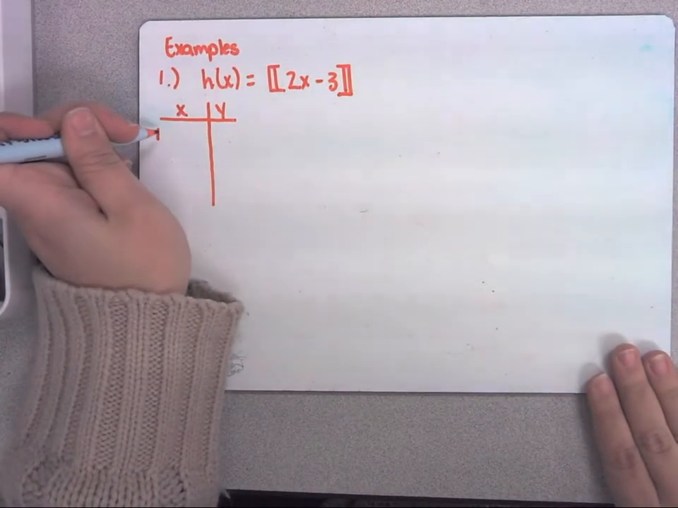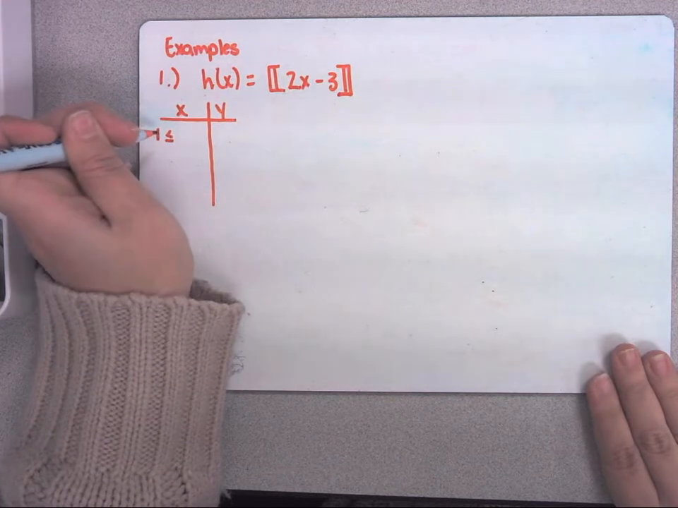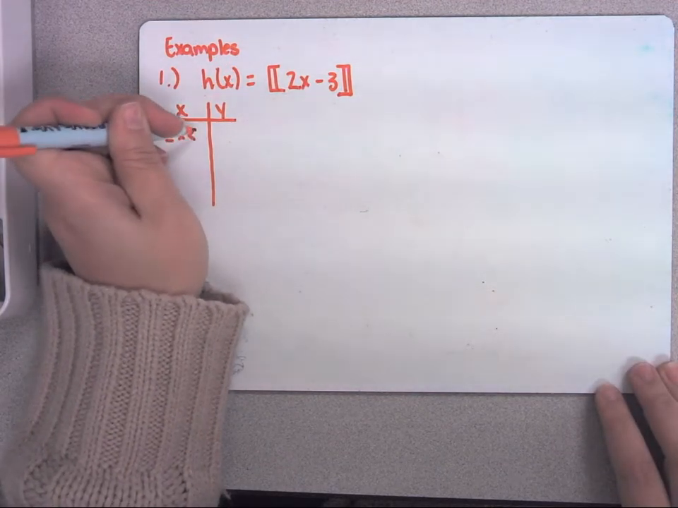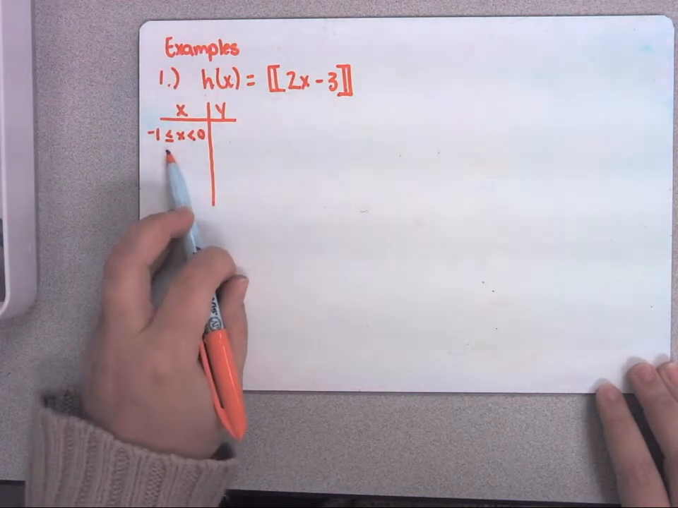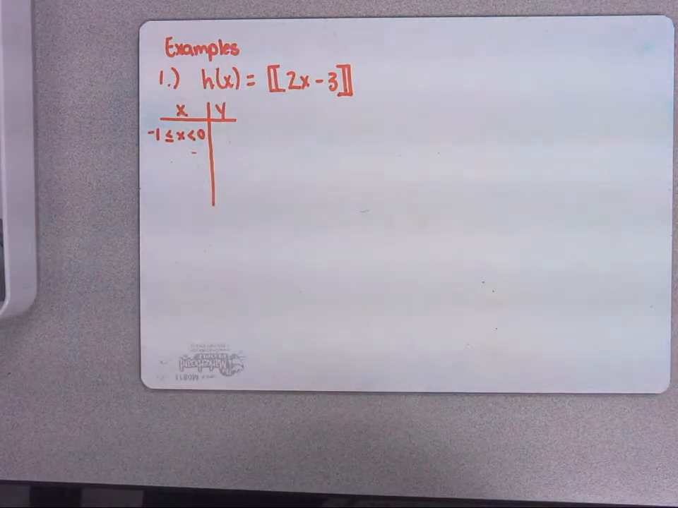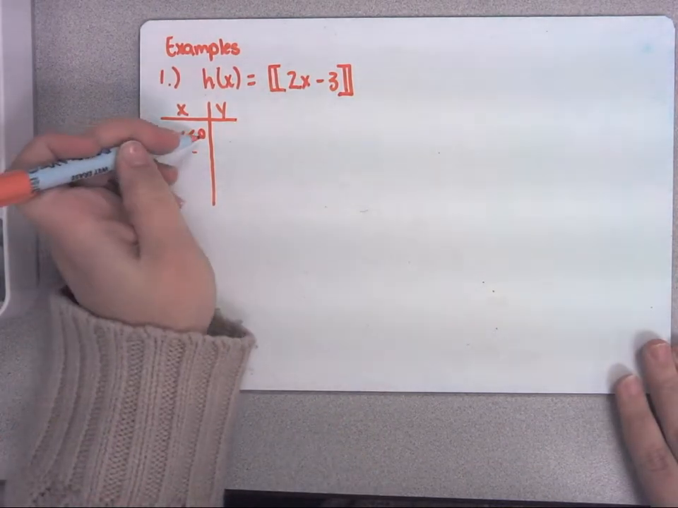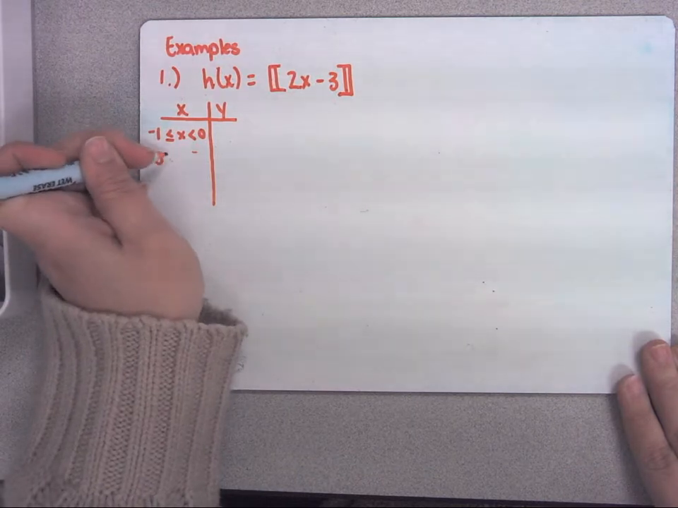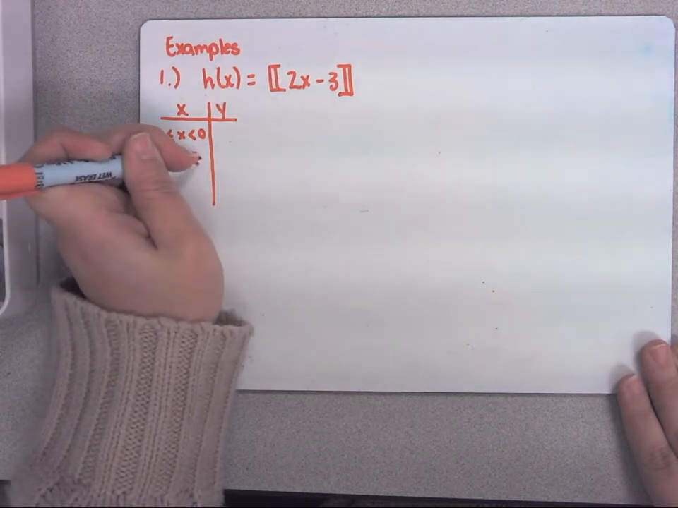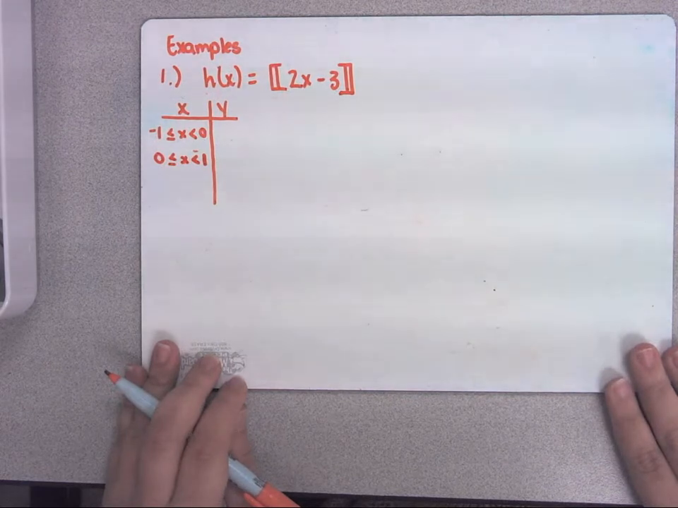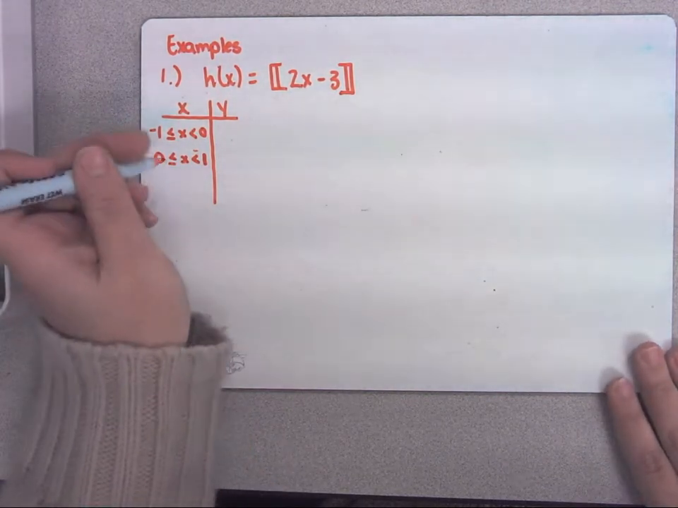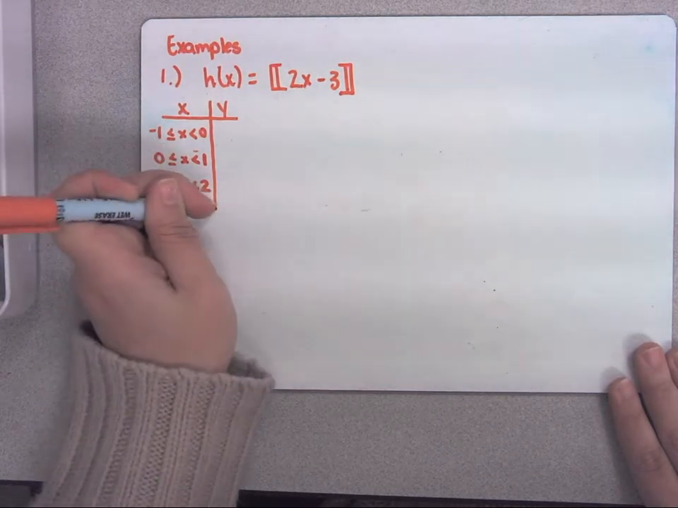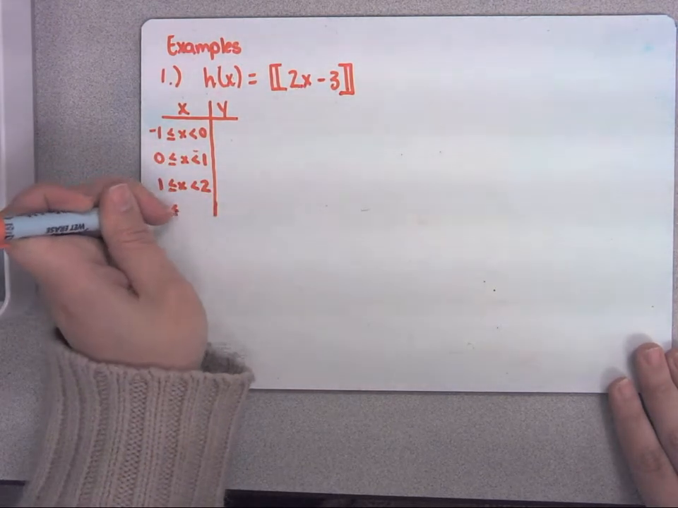-1, less than or equal to x, less than 0. Yep. Always do equal to on the left, just less than on the right. And we're going to do the same process. You always do between numbers. So -1 to 0, then 0 to 1. Same inequality, same x's in the middle. Only thing that's going to change is the numbers. Then 1 to 2, and 2 to 3.